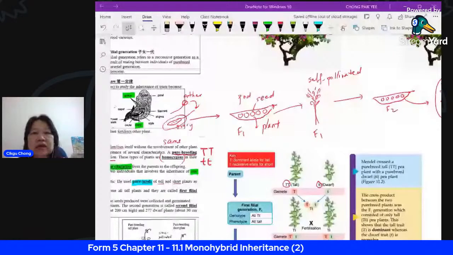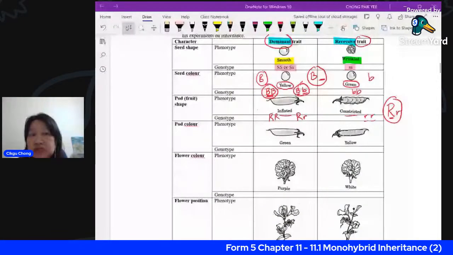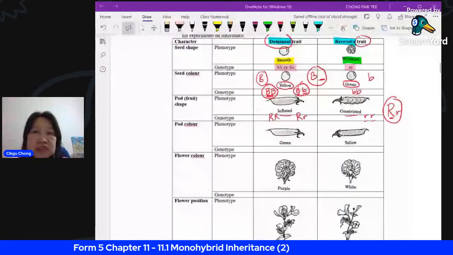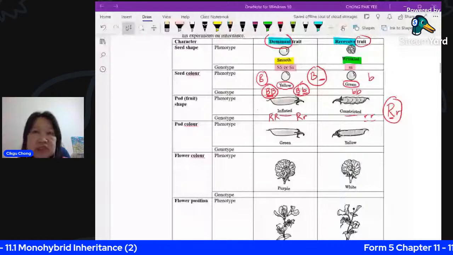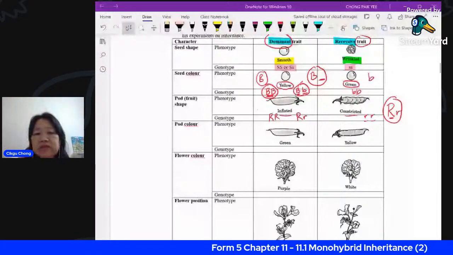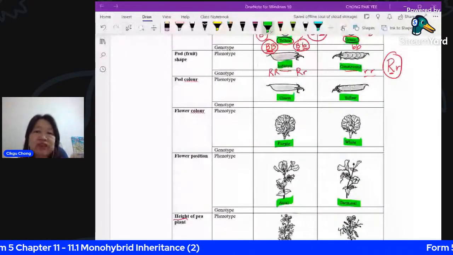Okay, like I mentioned here, these are the contrasting traits. For flower, you have either purple or white. And for pod color, it's either green or yellow. There's nothing in between. So it's easy to see, easy to investigate. Inflated or constricted for the shape of the pod. Okay, and then the seed color, yellow or green. Then for the flower position, whether it's axial or terminal, it's either this or that. If it's not this, it must be that one. So it's very easy to see or identify your characteristics.